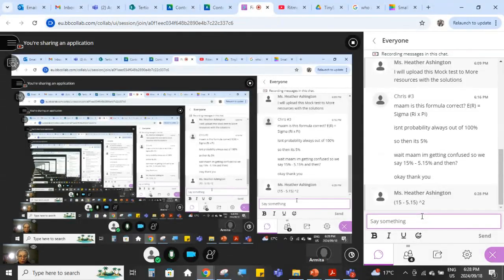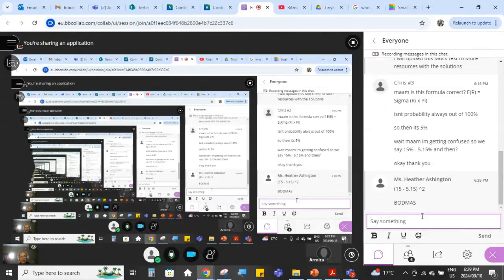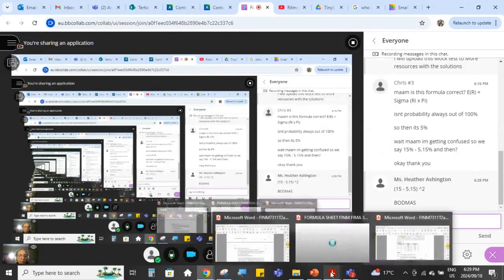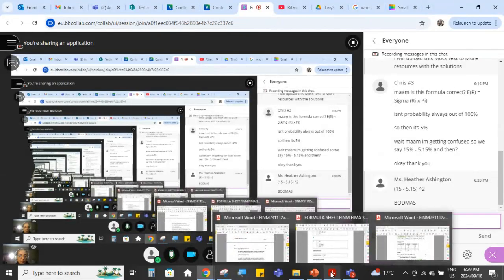You just always follow, you guys remember from school your BODMAS. I think they call it something different these days. Follow those rules. What do you calculate first? You always calculate brackets first. So the 15 minus 5.15 squared is in brackets. So you do that first, and then you multiply the answer by the probability.